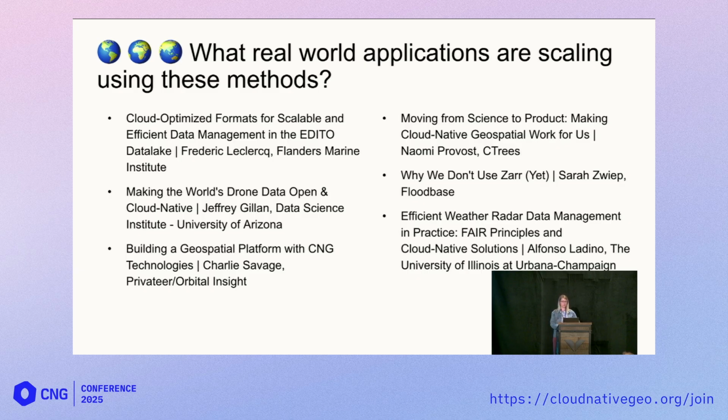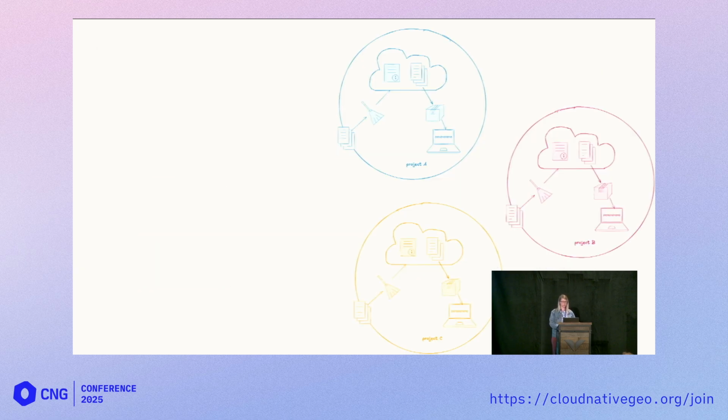And we'll hear about how Ctrees is using Zarr for its carbon stocks and emission products, and also how Floodbase is using cloud-optimized GeoTIFFs and STAC for its near-real-time flood monitoring. And we'll also hear about radar data using some of these CNG technologies for weather predictions.